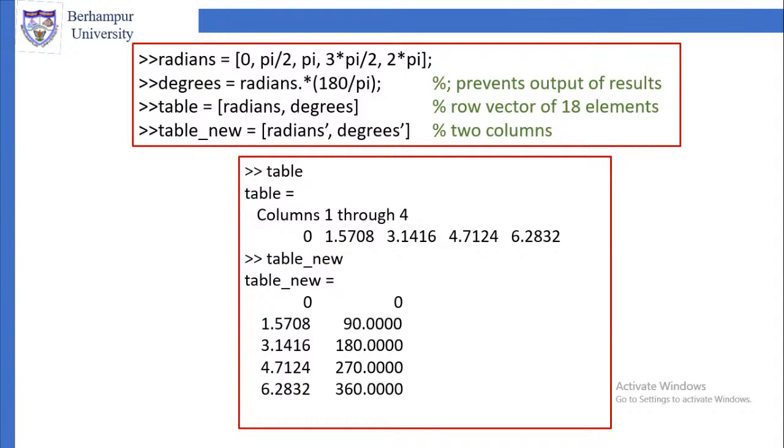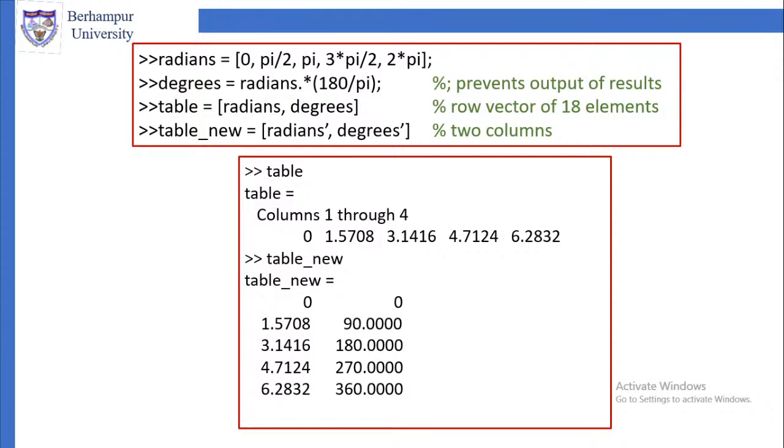If I write table new is the radian dash. Radian dash means transpose of radians, comma degrees dash, which is transpose of degrees. Now since we have said comma, the radians will be a column matrix, radians dash, which is the transpose of radians, is a column matrix. Then transpose of degrees is a column matrix. These two column matrices are placed as rows. Therefore first row will be 0, 1.5, 3.1, 4.7, 6.2. Second row will be 0, 90, 180, 270, 360.